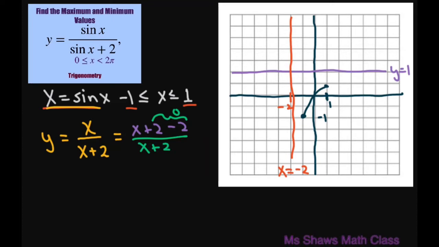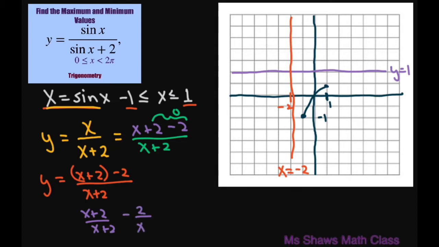Now you're going to get y equals X plus 2 minus 2 divided by X plus 2. If you write this under each piece, we'd get X plus 2 divided by X plus 2 minus 2 divided by X plus 2. Well, this equals 1. So now it's a little easier to graph. We have y equals 1 minus 2 divided by X plus 2.